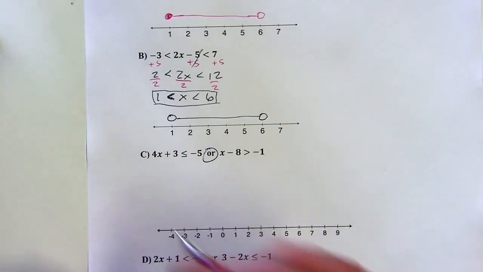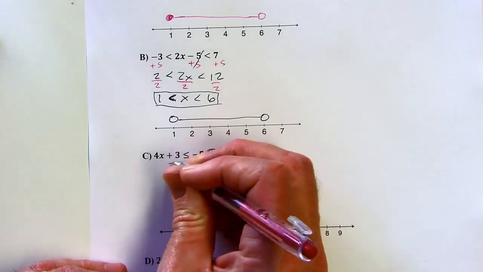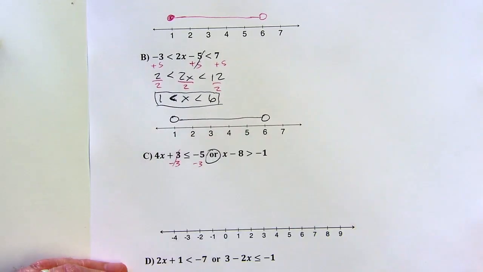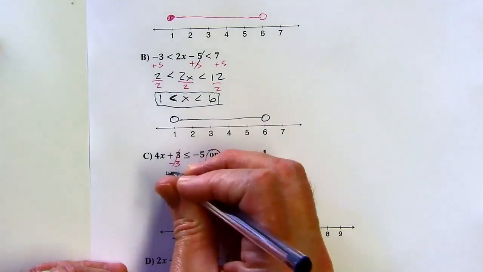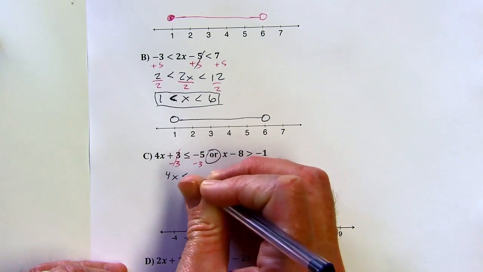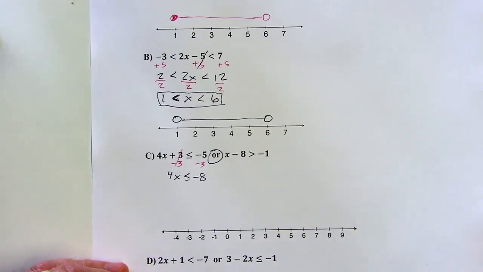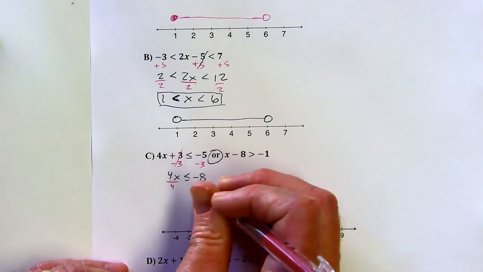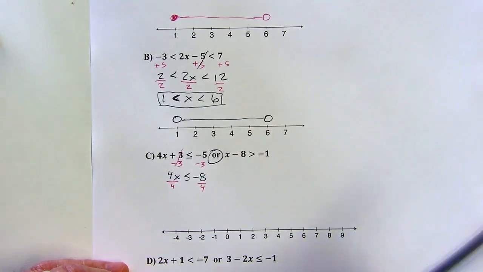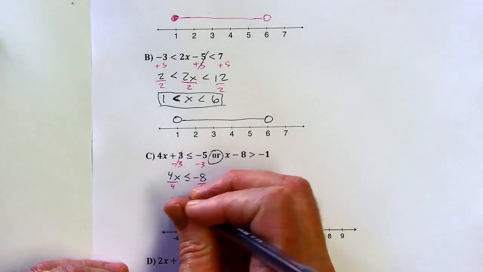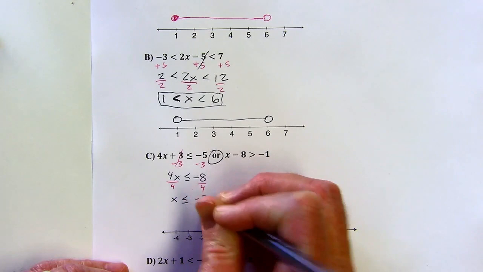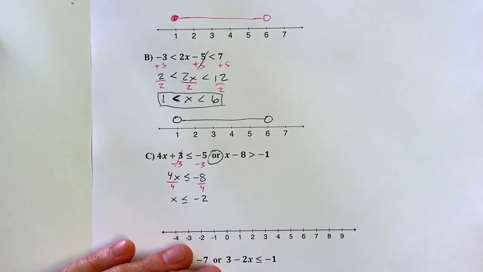Okay. So I'm trying to isolate the x here. I'm going to subtract 3 from both sides to get rid of the 3. So now 4x is less than or equal to negative 8. Negative 5 minus negative 3 is negative 8. And then I'm dividing by 4. And again, I'm not dividing by a negative, so I don't have to flip anything here. So I have x is less than or equal to negative 2.